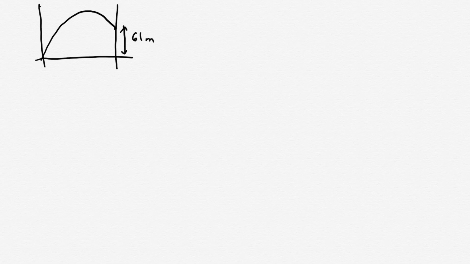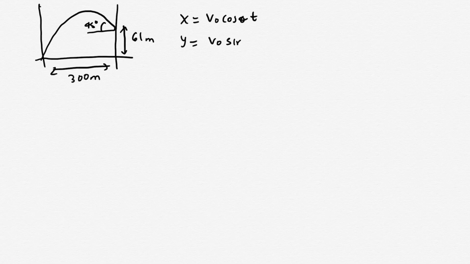Okay guys, so let us start by drawing the motion of the projectile again. We're going to have something like this, where this distance will be 61 meters and here will be 300 meters, and the angle here will be 45 degrees. We already have these equations: x equals v cosine of theta times t and y equals v0 sine of theta times t minus 1/2 g t squared.